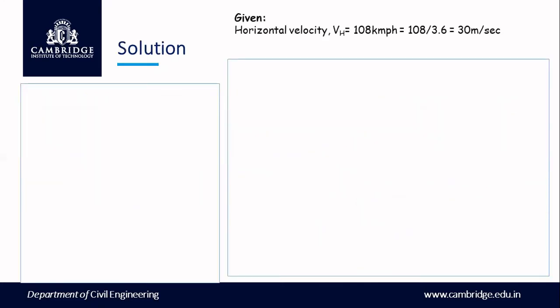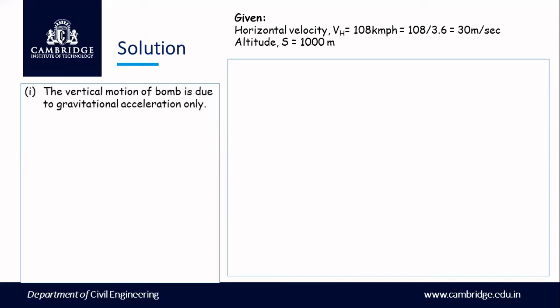So let's see what all is given. Horizontal velocity is 108 kmph, but the standard is we want it in meters per second. So convert it into meters per second, you get 30 m/s. Then the altitude from the ground level at which the aircraft is traveling, that is S = 1000 meters. The vertical motion of the bomb is due to the gravitational acceleration only. So due to gravity, it is going to descend from the 1000-meter height. So let t be the time of flight.